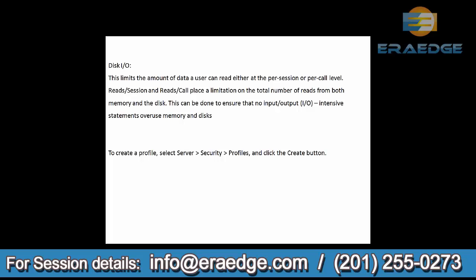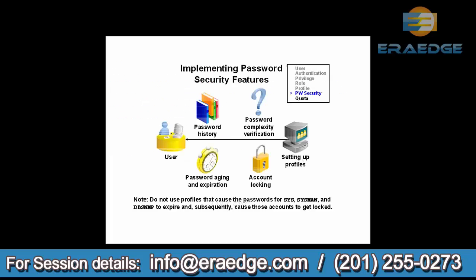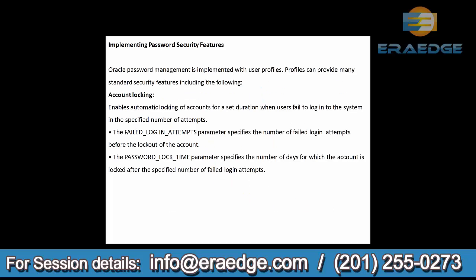Then you can set a password also. You can implement password security features, like, for example, the automatic locking feature. It enables automatic locking of an account for a set duration if the user failed to log in to the system in the specified number of attempts. So the parameter is failed login attempts. It specifies the number of failed login attempts before the account is locked. So you enter a wrong password too many times, your account gets locked. This parameter sets that value, how many times a wrong password should be allowed.